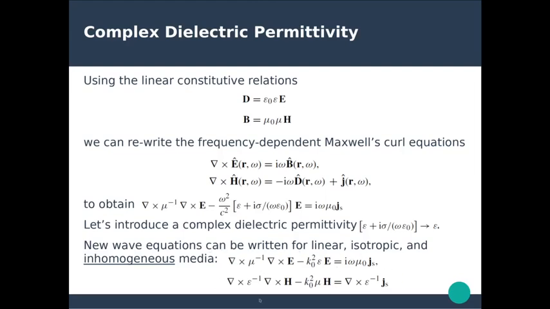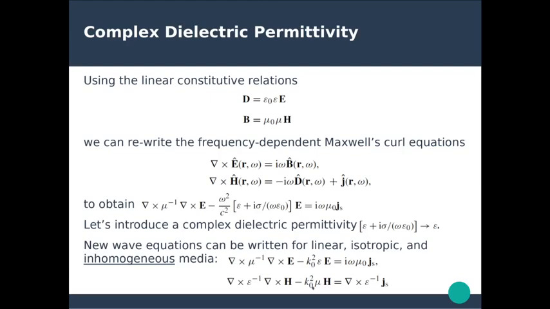So we can rewrite those wave equations for linear, isotropic, and inhomogeneous media into their spectral representation with complex spectral fields. So we have the electric and magnetic fields. We have the currents that are also complex, and then we have these complex terms that show up here due to the Fourier transforms, and the epsilon and the mu that are showing up in those equations are now the complex dielectric permittivity and magnetic susceptibility.